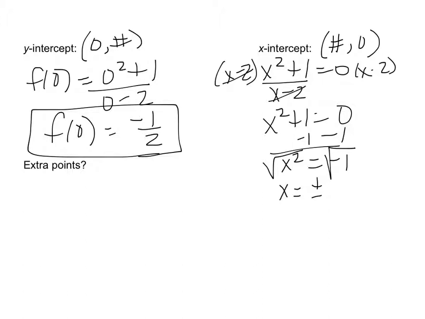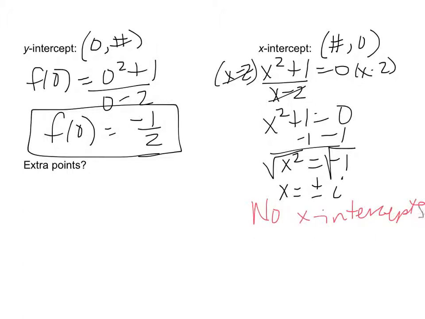Ooh, look at this. Building on our previous information, you know I love that. It's i. Well, how in the world can I graph an imaginary number? That's right, ladies and gentlemen, you can't. So, if I cannot graph that i on there, what does that mean? No x-intercepts. Right on.